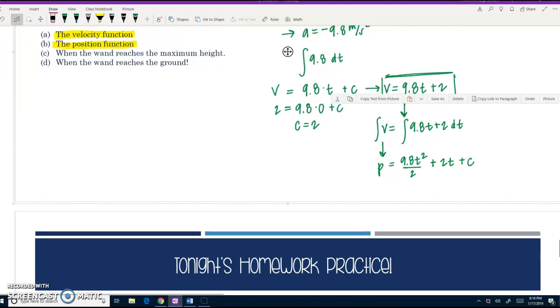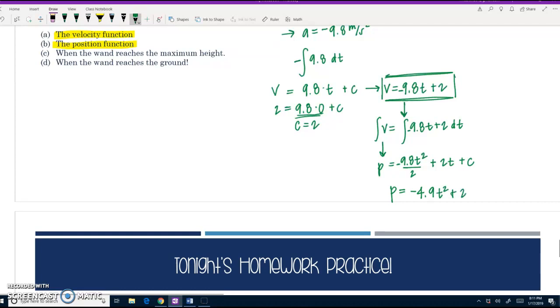Now, real quick, I lost my negative here when I got started, so I should have a negative here, a negative here. That doesn't change the constant because I was multiplying by 0 here. So a negative here and a negative here as well. So that means the general function for position is going to be negative 4.9t squared plus 2t plus a constant.